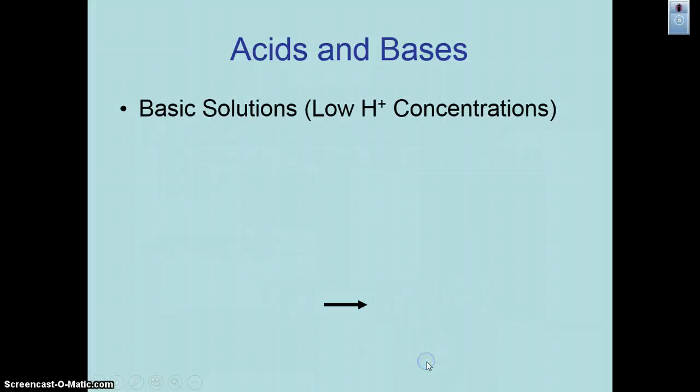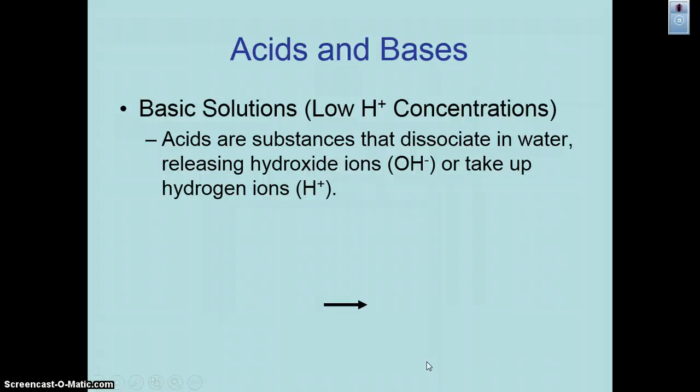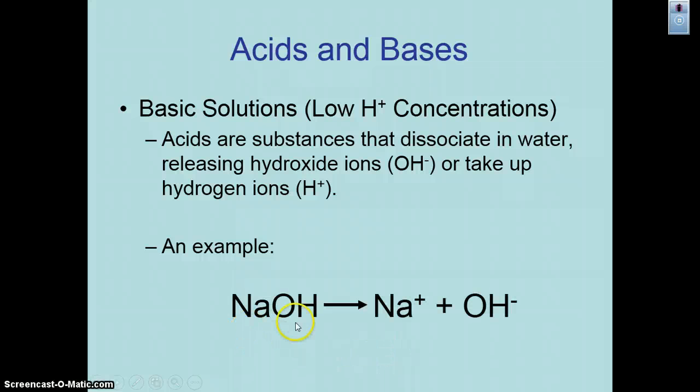On the other hand, bases have a low hydrogen ion concentration, and if they have a lower hydrogen ion concentration, they must have a higher hydroxide ion concentration. An example of this would be sodium hydroxide. And sodium hydroxide, when it's put in water and dissociates, the sodium ion will be separated from the hydroxide ion. So by definition, our bases are going to have hydroxide in them.